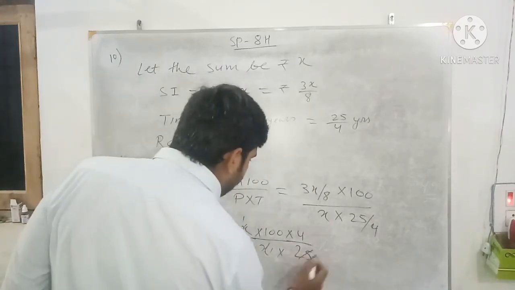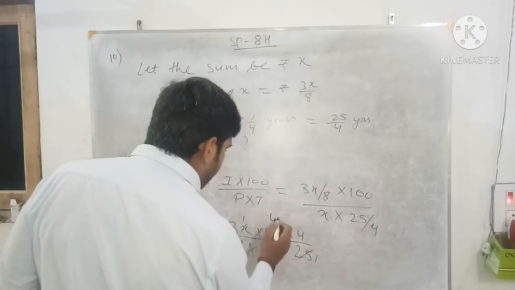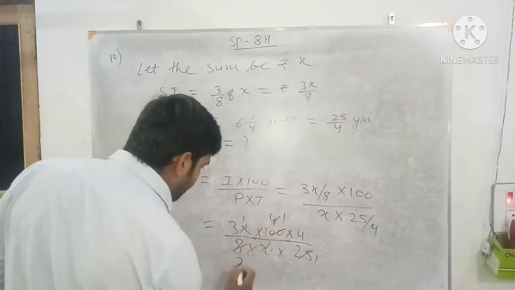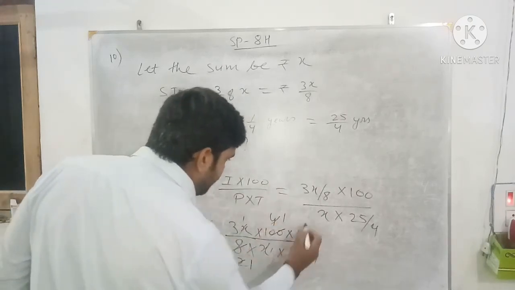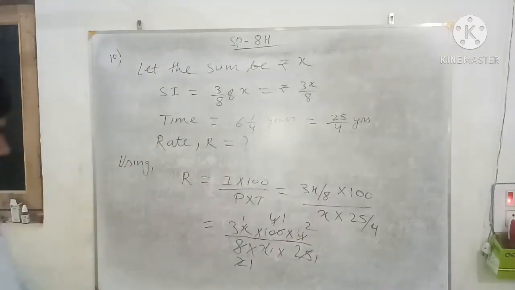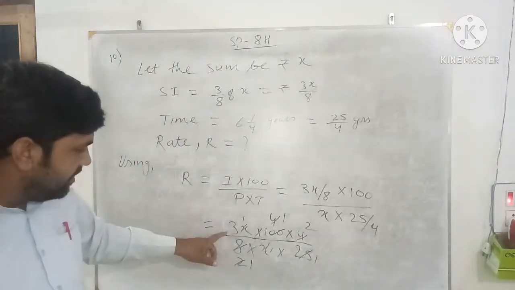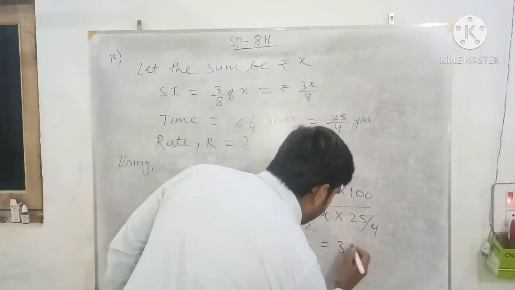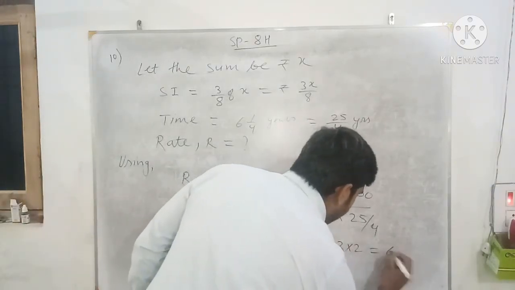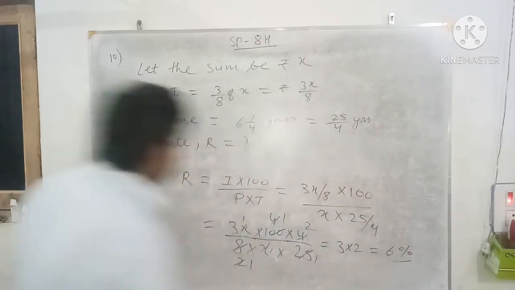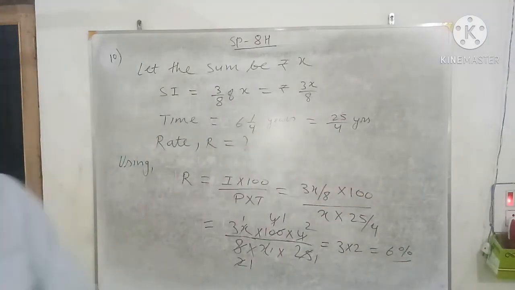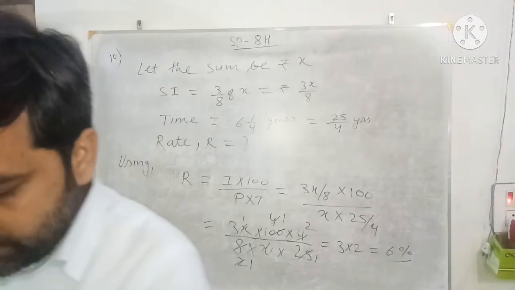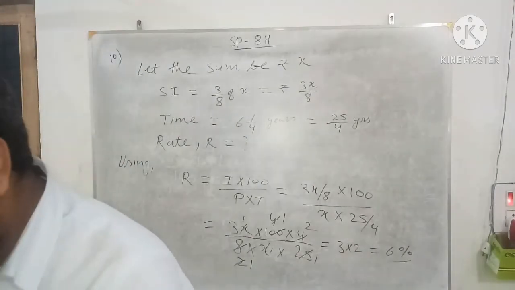Now 25 ones are 25, fours are 100. 4 ones are 4, twos are 8. 2 ones are 2, twos are 4. All are cancelled from the denominator. Now in the numerator left only 3 into 2. So you got 3 into 2, that is 6%. So the rate we got is 6%. In question number 10, what is the rate we got? 6%.